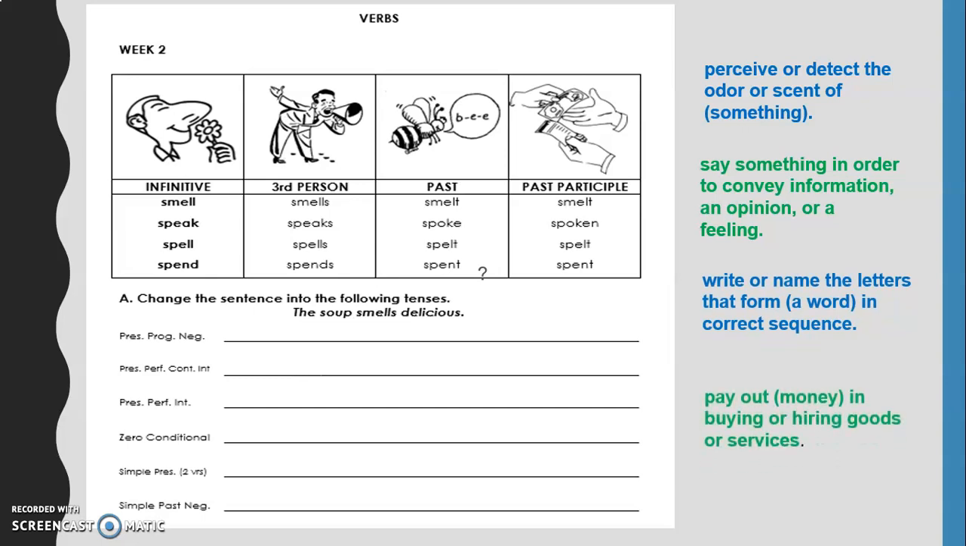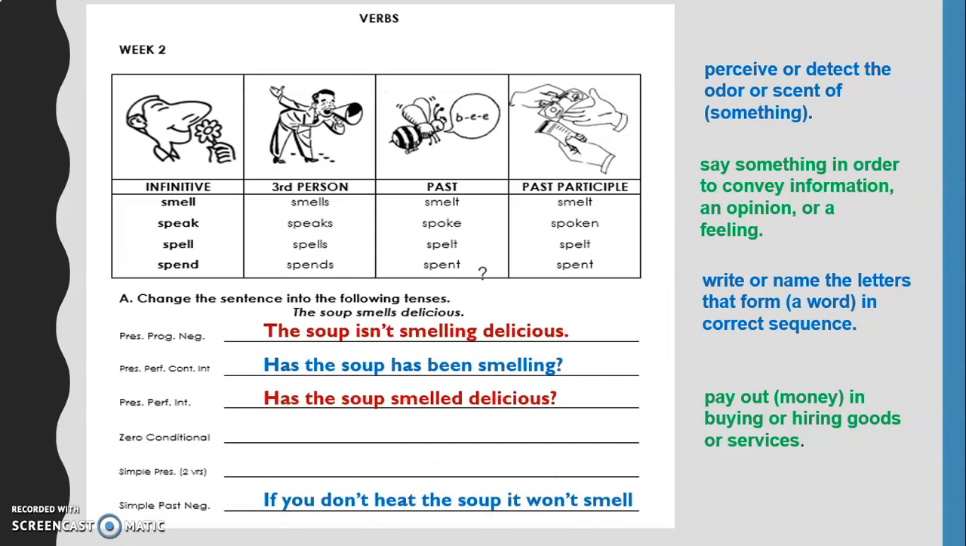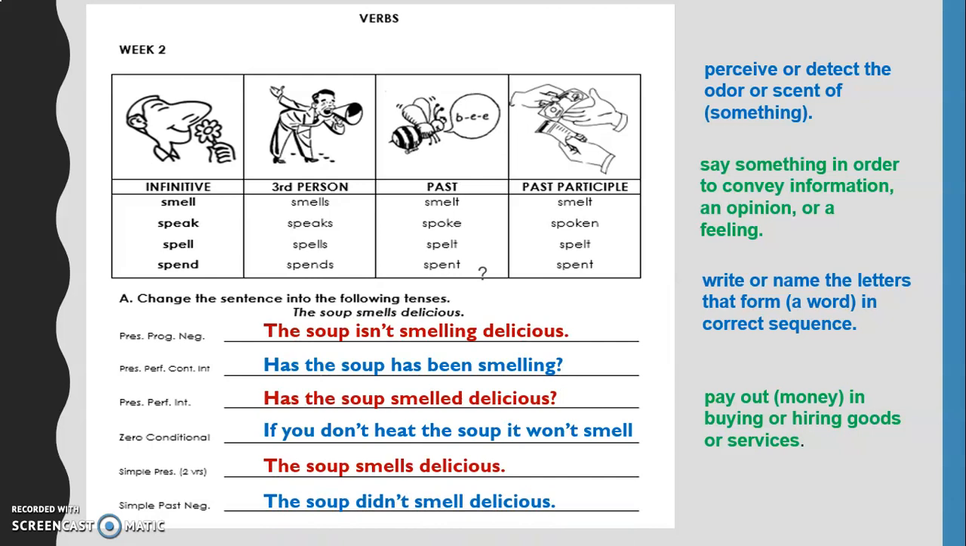Spend is to pay out money in buying or hiring goods or services, like any time Majo spends money getting new slimes. Okay? So we have, remember, third person, past, and past participle. We have to change the sentences in the following tenses. We did that already, but we're going to read and double check that conjugation is correct.